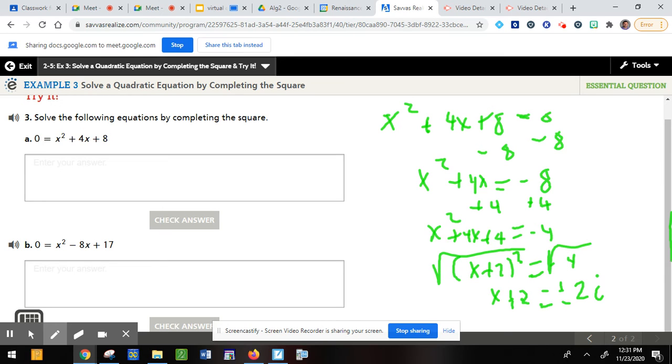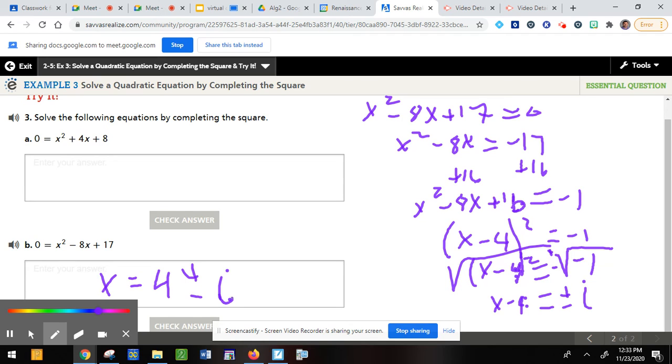you're just going to subtract 2 to both sides, and you get x is equal to negative 2 plus or minus 2i. If you wanted to split that up into negative 2 plus 2i and negative 2 minus 2i, you could do that. I'm going to leave it as the plus or minus statement, just to recognize that it is two solutions. All right, why don't you pause it and try part B, and then we'll come back and check.